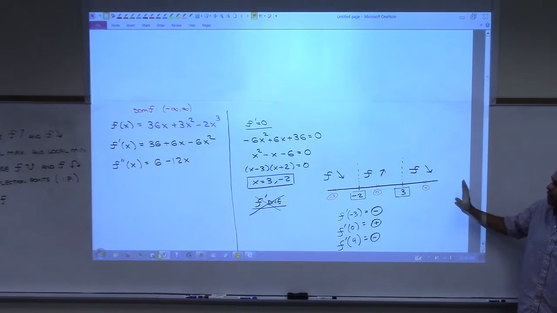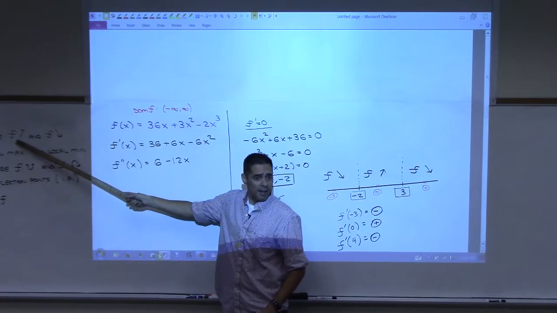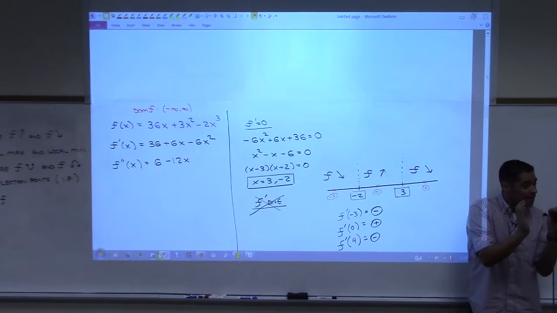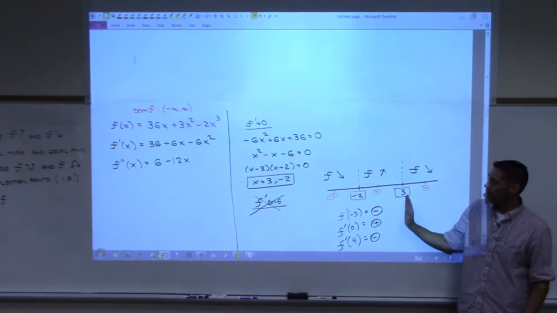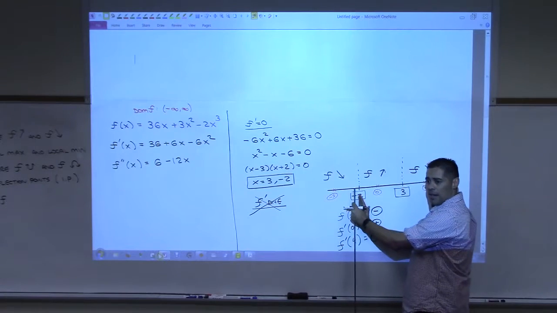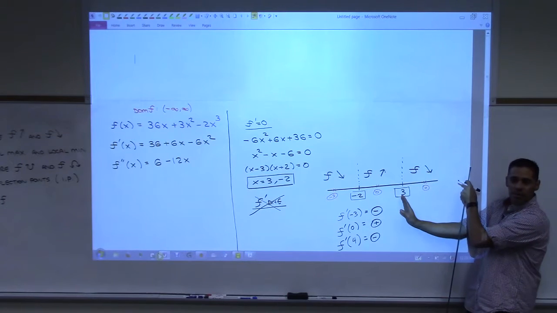Can you tell me where the original function is going up? Because I asked that, right? We answer this like a domain. We say between -2 and 3 is where it's going up. Where is it going down? Everything over here, -infinity all the way to -2, union 3 to infinity.